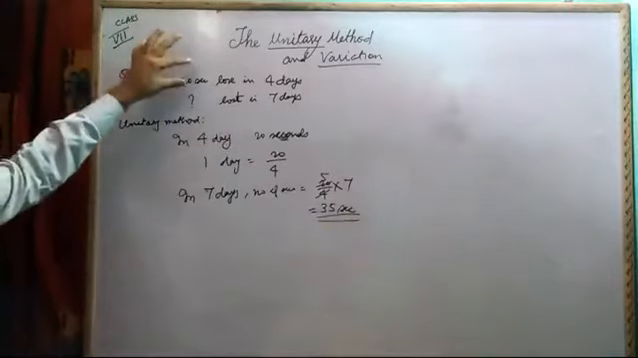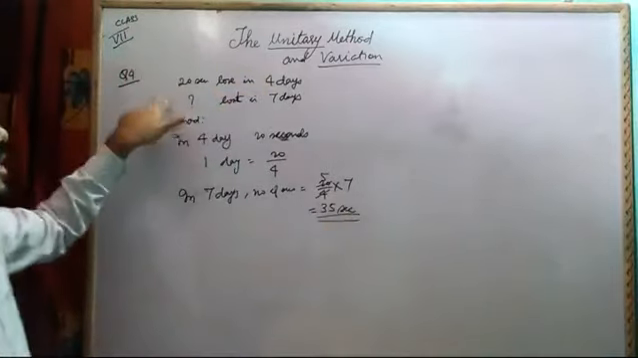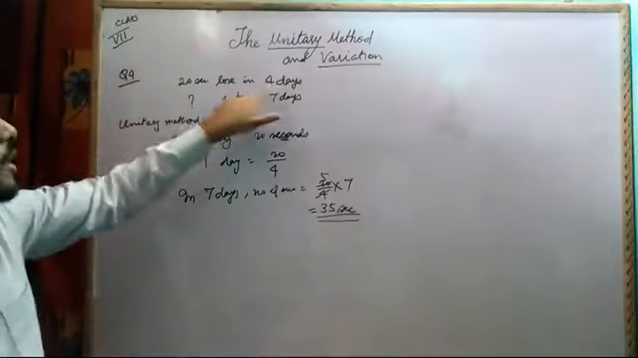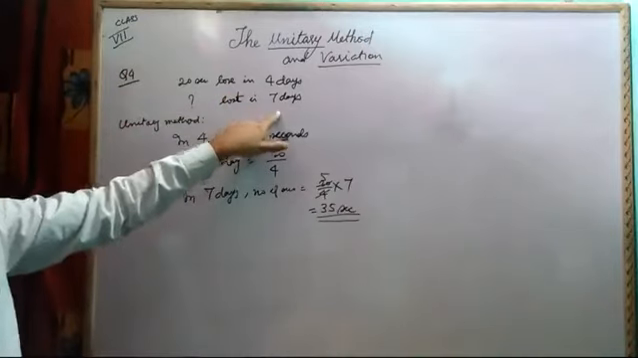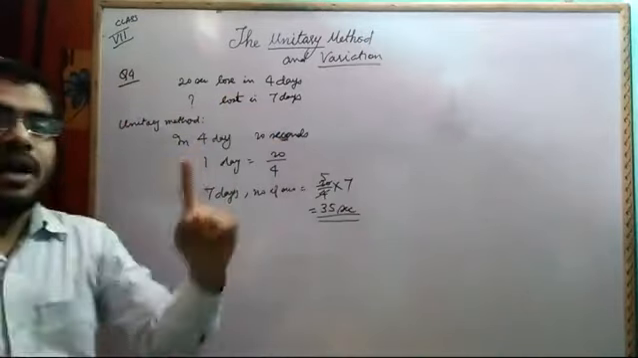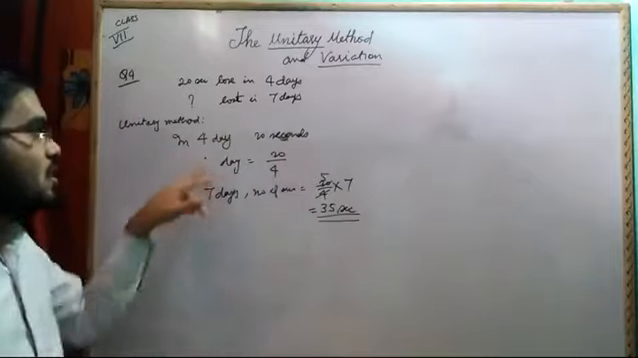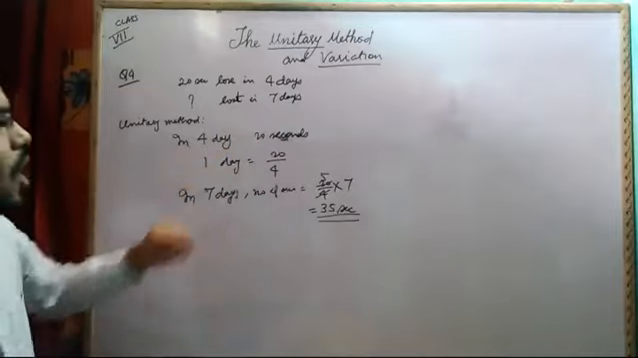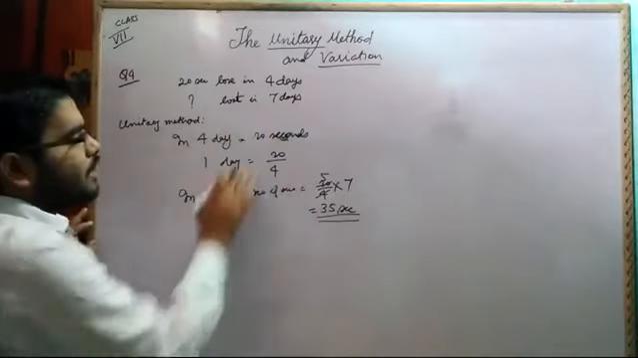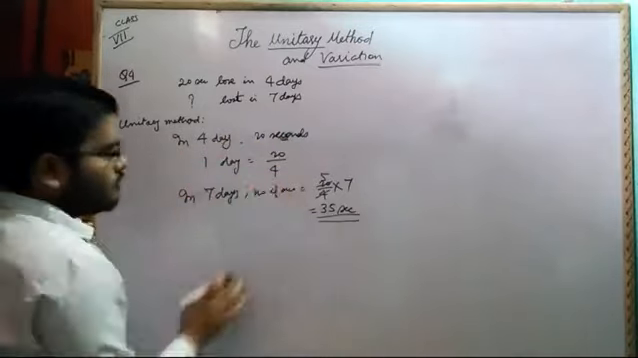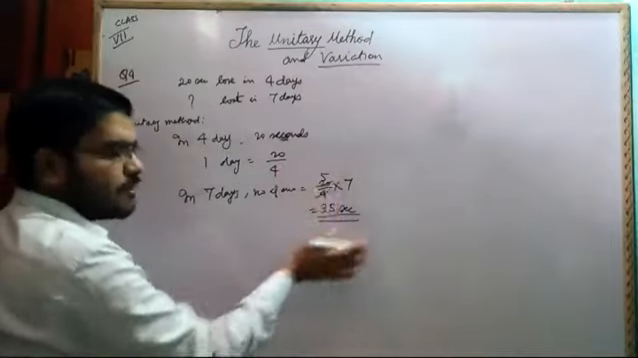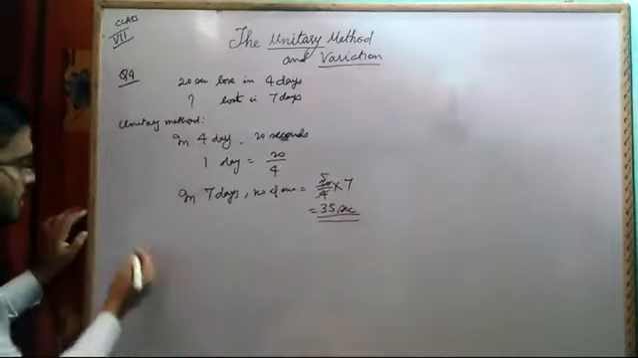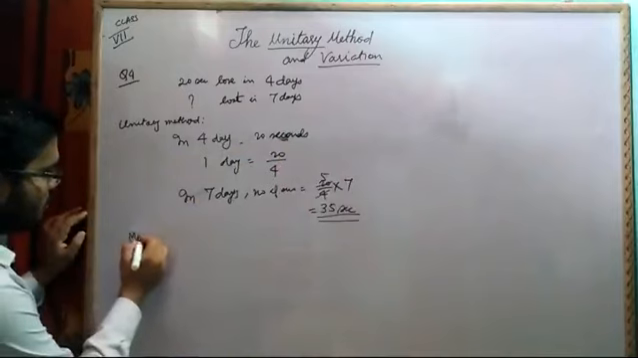So once again I will repeat: the clock loses 20 seconds in 4 days. How many seconds will be lost in 7 days? First I will find out how many seconds are lost in 1 day. In 4 days, 20 seconds. In 1 day, 20 by 4. In 7 days, 20 by 4 into 7. This was the unitary method. Now the multiplying factor method.